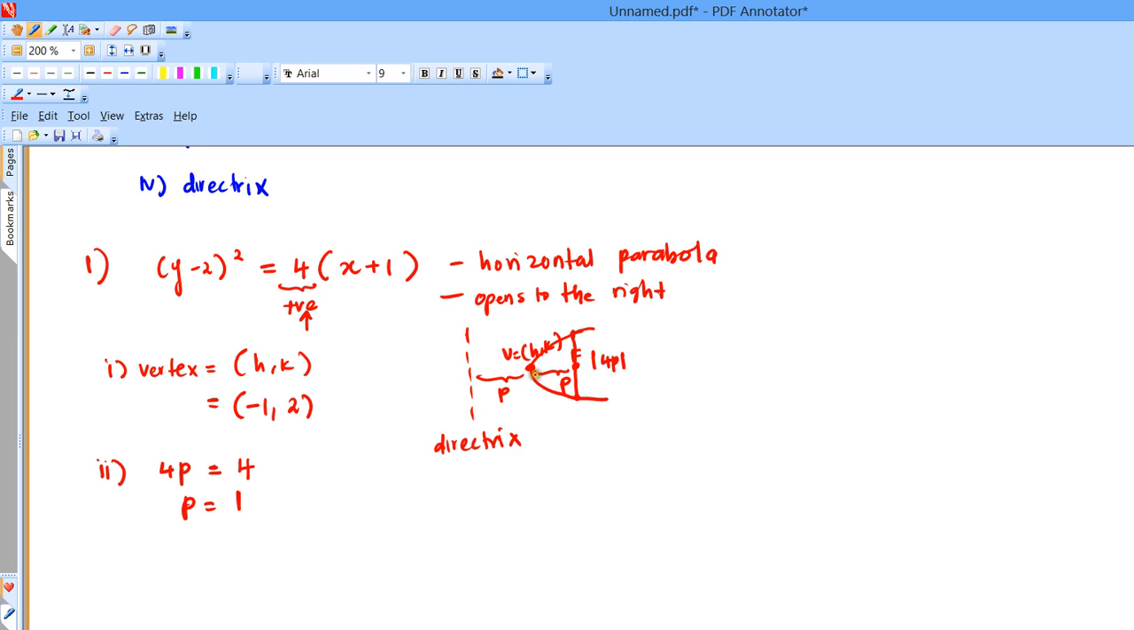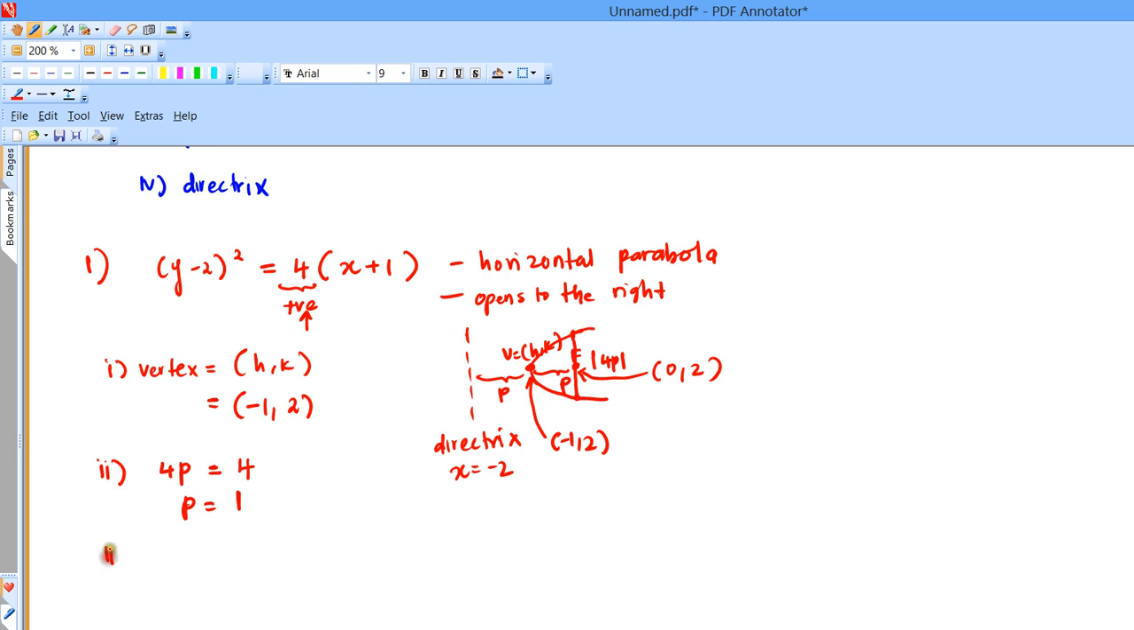So here we know that the vertex is (-1, 2). For the focus, since P equal to 1, if you move 1 unit to the right, it is equal to (0, 2). And then the directrix is a value of x. If you move 1 unit to the left, it is equal to -2. So x equal to -2.